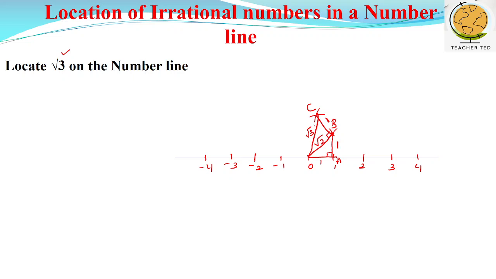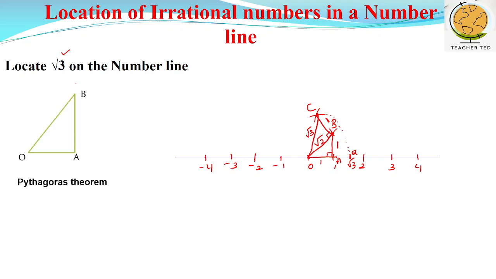The hypotenuse OC gives root 3, and from O to C as a radius, draw an arc which cuts the number line at the value of root 3, and mark this as Q. So this is how you need to locate root 3 on a number line. Again, we can use the Pythagoras theorem here.